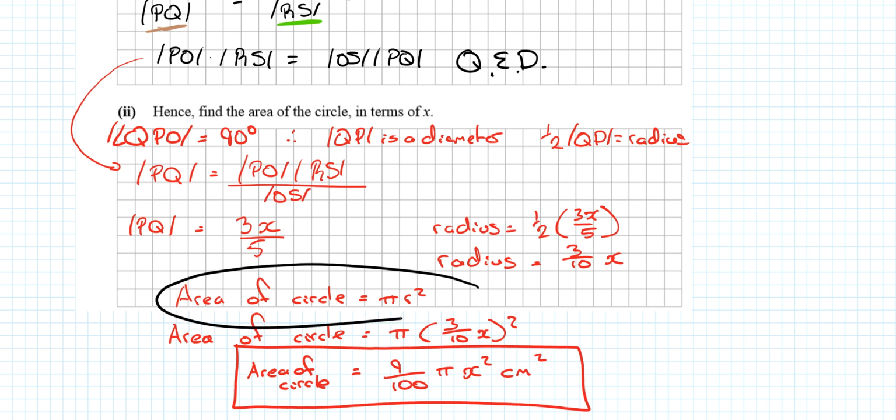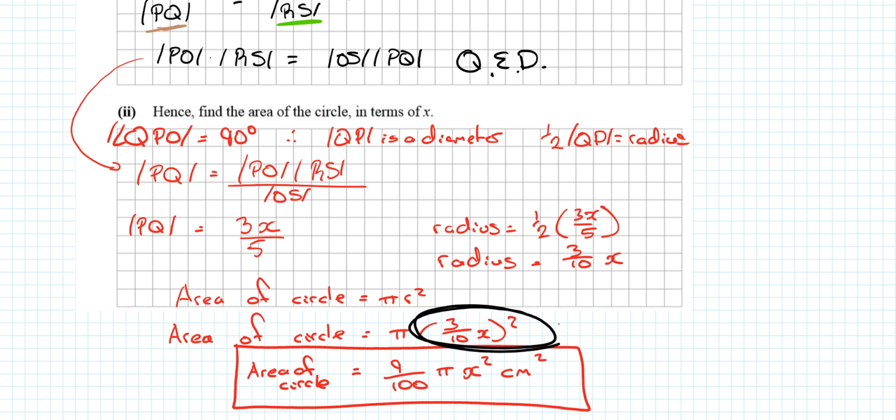And then I'm going to put it into the area of a circle, pi r squared. Squaring this, make sure to square the x and the fraction. So 3 over 10 by 3 over 10 is 9 over 100. X by x is x squared. Make sure you put in your units, centimeters squared.